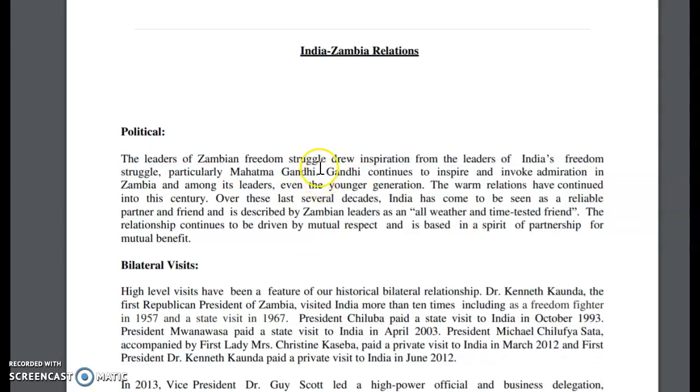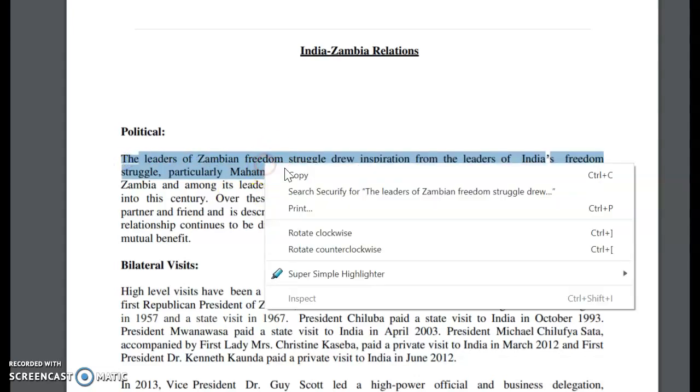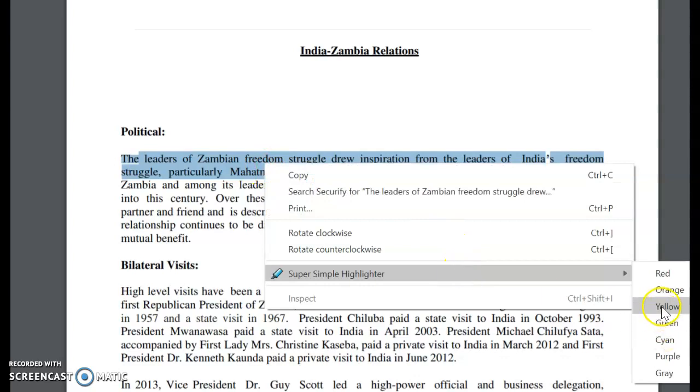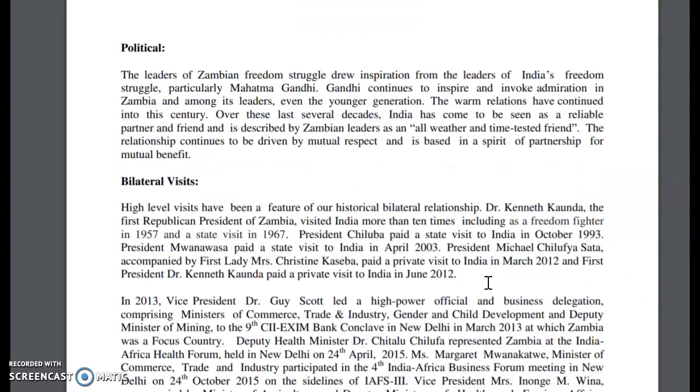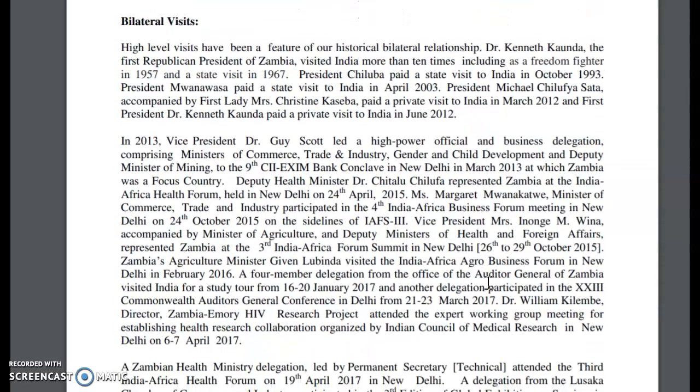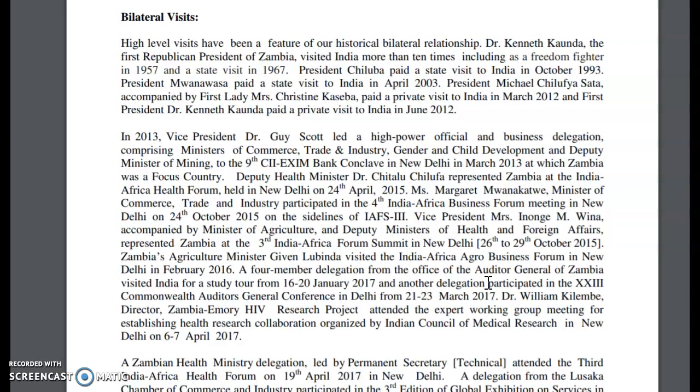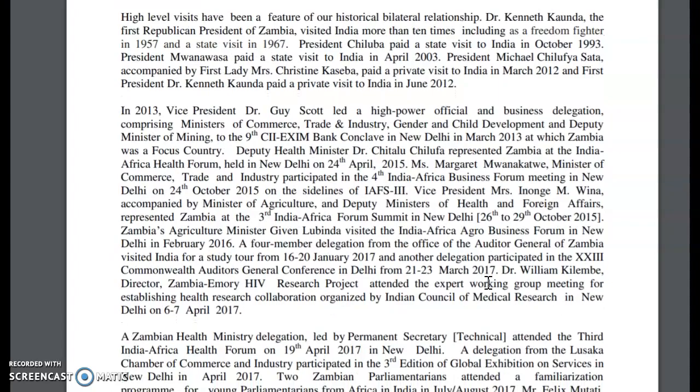I'm not sure why that didn't highlight. If it doesn't highlight, I would need to take this down on a separate sheet of paper. Okay. But right off the bat, I can see exactly how Zambia's struggle for independence was already influenced by the struggle for independence in India. There's a major connection. That's answering my question. This paragraph here talks about the India-Africa Forum Summit in New Delhi. Again, there is a definite connection.